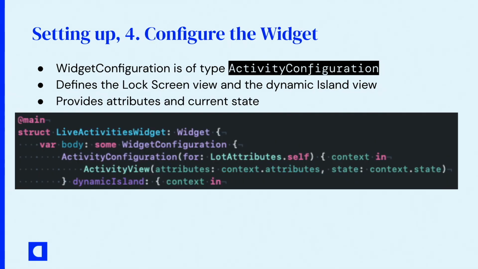Then, having the data model, you have to configure the widget, which works with an ActivityConfiguration, which is similar to a widget configuration, but it has some specific aspects. First, the activity configuration defines your lock screen view. The second part is defining the Dynamic Island view. And it takes, of course, the context, and the context is your attributes and your current state.